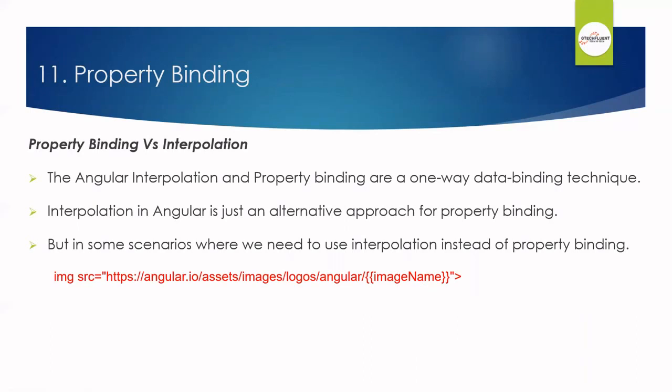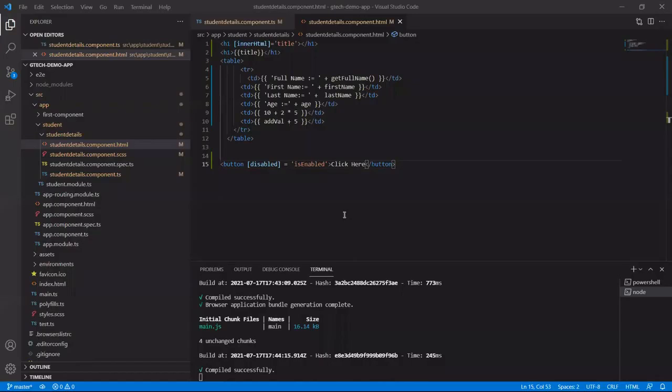So let's understand some security features provided by Angular when we work with interpolation or property binding. Let's switch to VS Code and see the example. From a security point of view, both Angular property binding and Angular interpolation protect us from malicious HTML content before rendering it onto the web browser. Now let's understand this with the example.